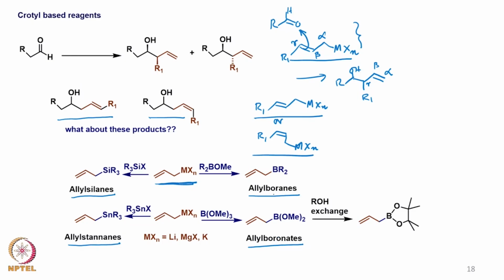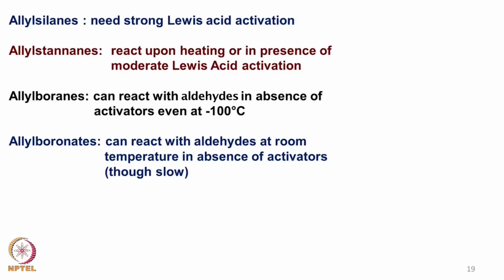So, we have allyl boranes, allyl boronates, allyl stannanes and allyl silanes, and reacting with any one of these substrates, where lithium, magnesium or potassium is generally used. Of course, you can also exchange these particular methoxys by other alcohols, and accordingly one can prepare these types of boronates. So, these various kinds of allyl substrates have been utilized in organic synthesis, and these are some of the very popular reactions in which the silicon, tin and boron based reagents have been utilized.